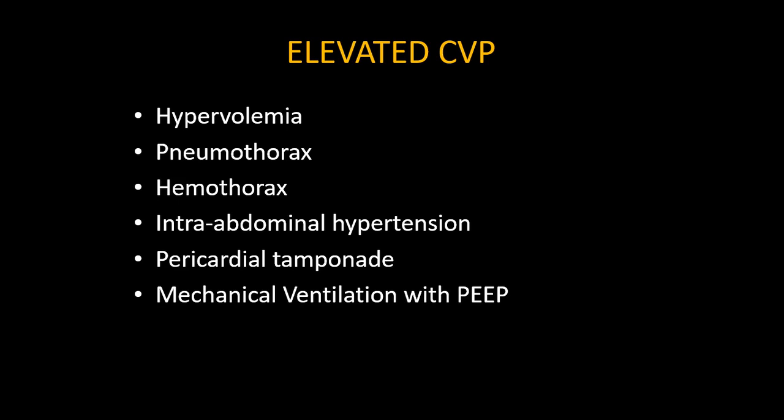Elevated CVP could be because of hypervolemia, pneumothorax, hemothorax, intra-abdominal hypertension, pericardial tamponade, or mechanical ventilation with PEEP.